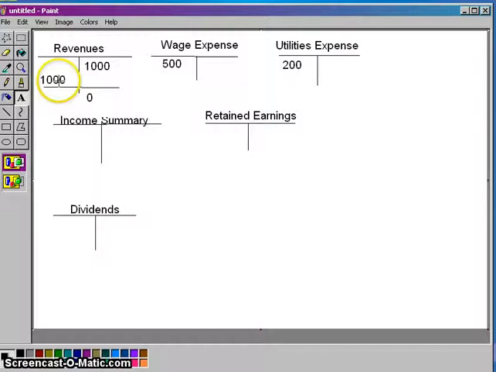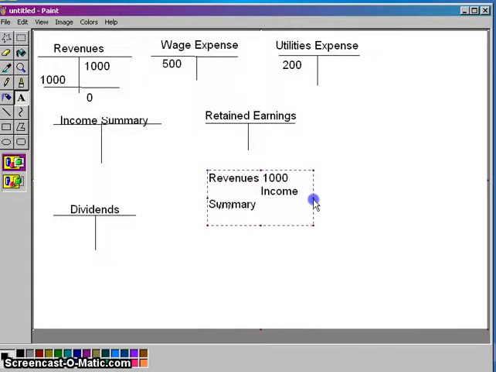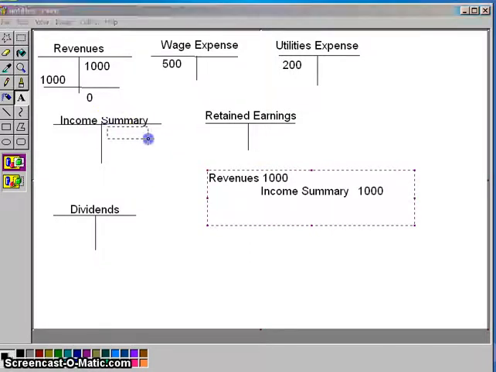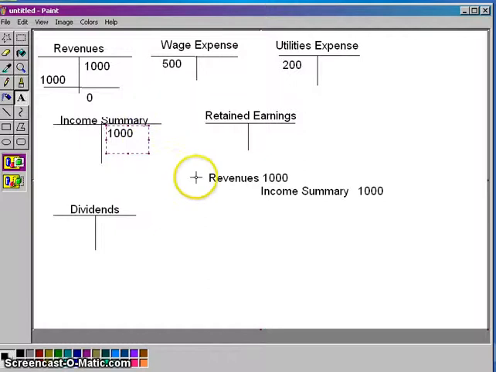So what I had to do is debit revenues for $1,000. And what I'm going to credit is income summary for $1,000. This is going to be an account I'm using for my closing entries, where I'm going to close my amounts out to. So I debited revenues in order to make the account zero, and I credited income summary for $1,000. That's my first entry, to close out revenues.